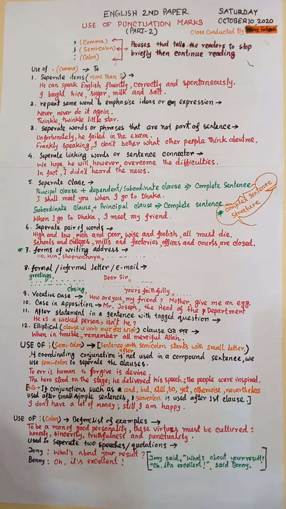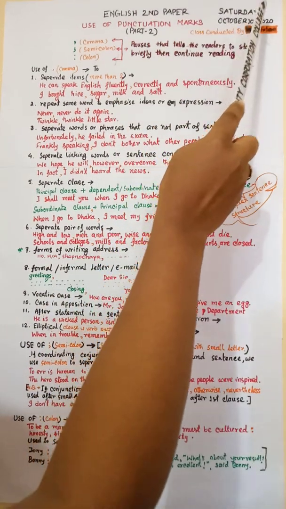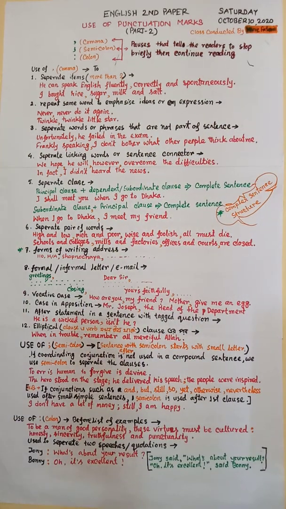Look at this: October 10, 2020, or 10th October, 2020. We have to write down just like this way.